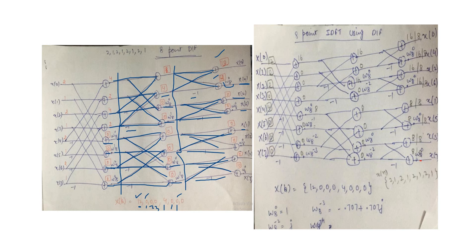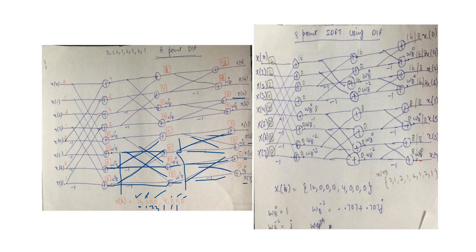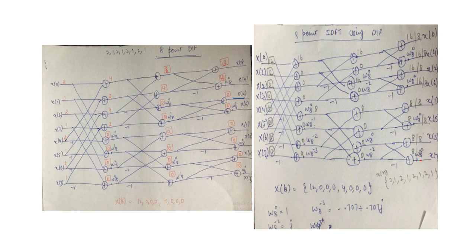X of 1 is 0. So we write here x of 1 is 0. X of 5 is 0. So we write here x of 5 is 0. X of 3, then we write here x of 3 is 0. And then x of 7, we write here x of 7 is 0. So the answer of this DFT is 12, 0, 0, 0, 4, 0, 0, 0.